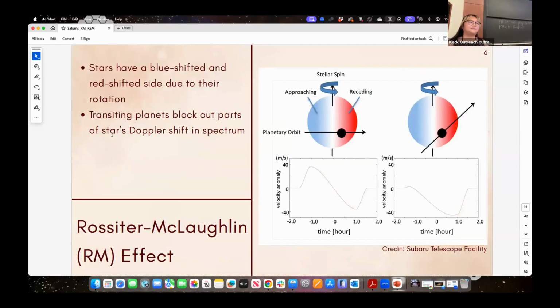So how do we actually get these spin orbit angles? Stars will have a blue shifted and red shifted side as they rotate. As a planet transits, it will block parts of the star's Doppler shift in its spectrum. We then take the RV measurement as it transits in order to observe what we see as the Rossiter-McLaughlin effect here. On the left side, this is an example of an aligned system. And on the right side, this is a misaligned system with psi about 60 degrees.